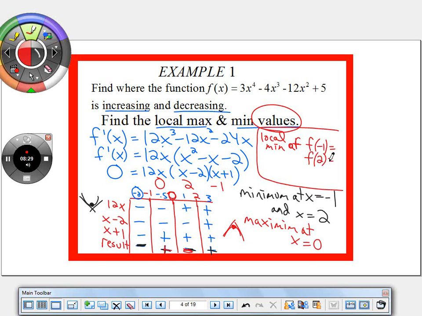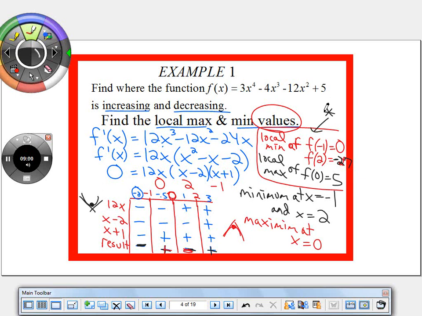So I took those and I plugged them in. I plugged in negative 1, I got 0. I plugged in 2, I got negative 27. And then I have a local max of f of 0 equals 5. So I plugged in 0, and you can tell I've got 5 there. Okay? So these are the answers.